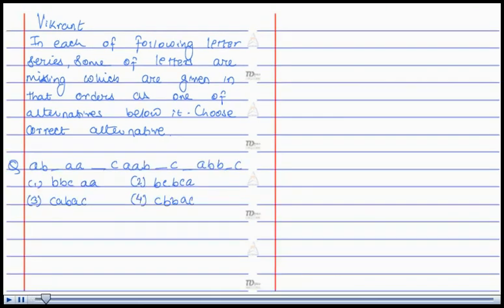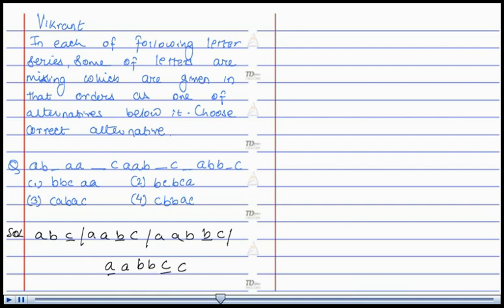Hello, I am Vikrant. In each of the following letter series, some of the letters are missing, which are given in that order as one of the alternatives below it. Choose the correct alternative. The solution is, if you look at the series, it is A, B, C. Then we have A, B, then C. Then A, B, and C. Then finally we have A, B, C and then C.